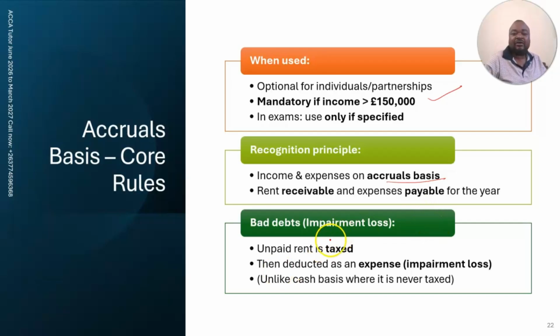Bad debts or impairment losses. Unpaid rent is taxed. Even if they are not going to pay you, you're going to be taxed, then it is deducted as an expense, which is an impairment loss. If they have become irrecoverable, you are allowed to deduct them. This is unlike the cash basis where it is never taxed.